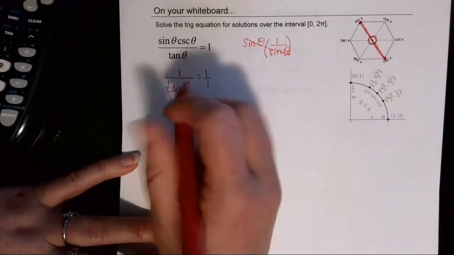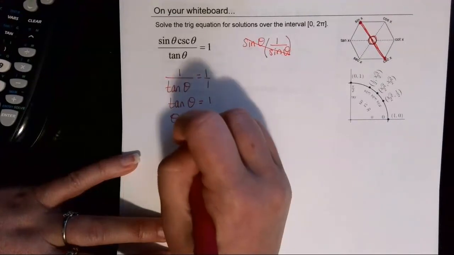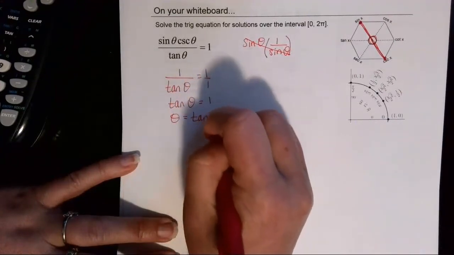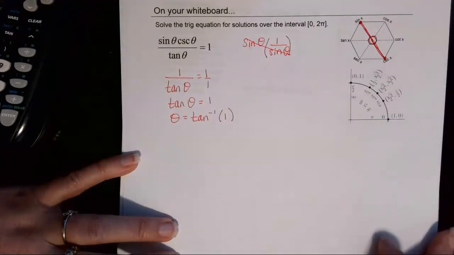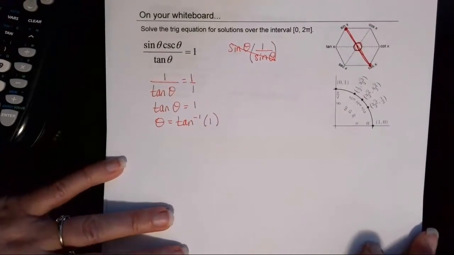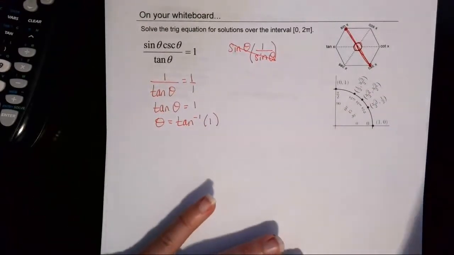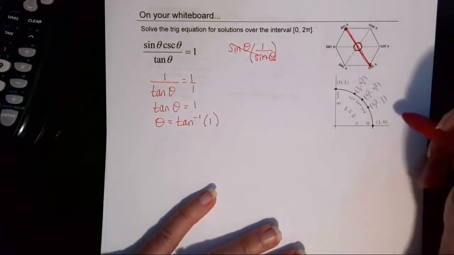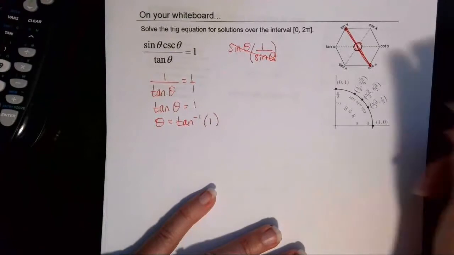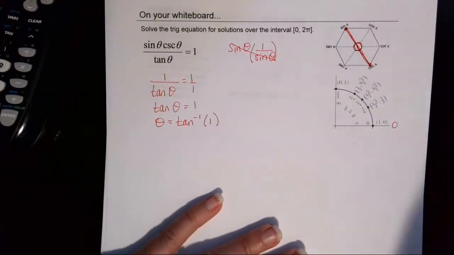So to get theta by itself, we're going to take the inverse of both sides. So theta is equal to the arctan, or inverse tangent, of 1. And we're going to go over to the first quadrant of the unit circle and recall that the tangent is the ratio of the sine over the cosine. So 0 divided by 1 would be 0. So the tangent at 0 is 0.